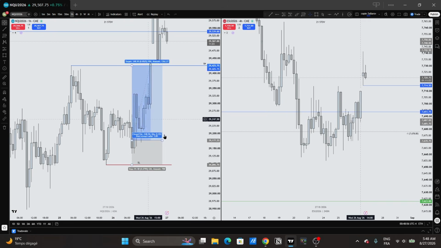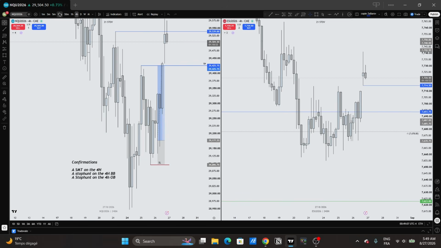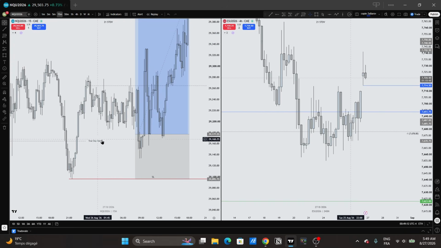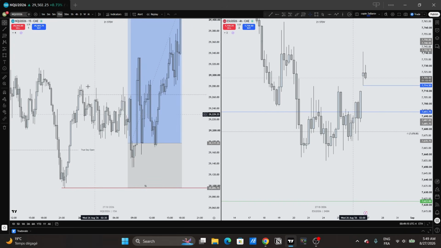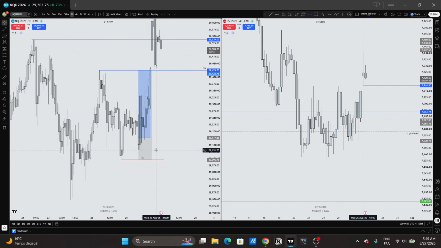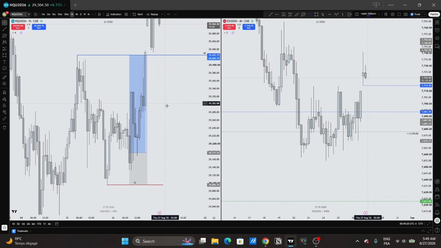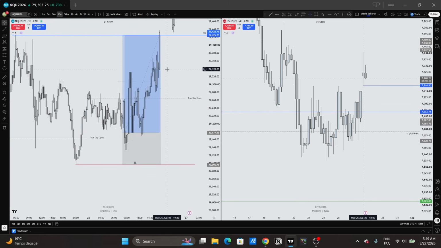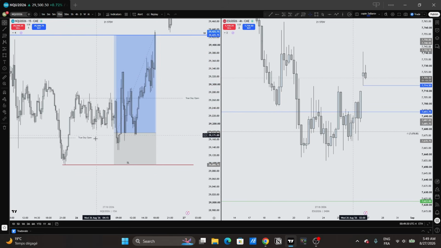Since I don't have any PD array that seems good for me here, you might take a long from this inversion or this fair value gap, but personally I didn't find any PD array to take a long off. Even these 15-minute fair value gaps didn't interest me. So since I trust this low will stay protected and I trust that we are going to hit our TP, I took my position from here, and I put my SL and TP tool at around 3RR.